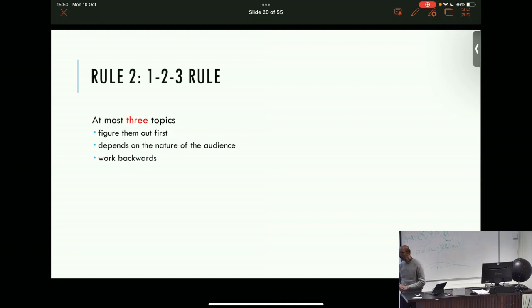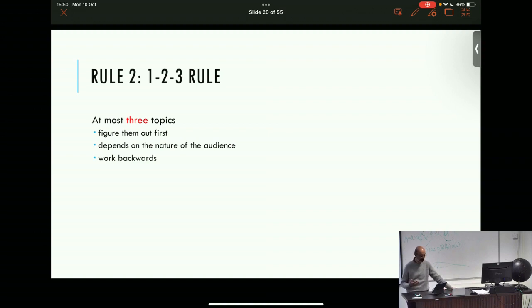Number 3, there's at most 3 topics in any presentation. So if we watch a research talk, and somebody wakes you up 6 months later and says, what do you remember from the talk? Most likely you remember nothing. In some cases, you might remember one thing. In very rare cases, you remember 3 things. You'll never remember more than 3 things. So if nobody's going to remember more than 3 things, why are you telling them more? Tell them what 3 things you want them to learn.